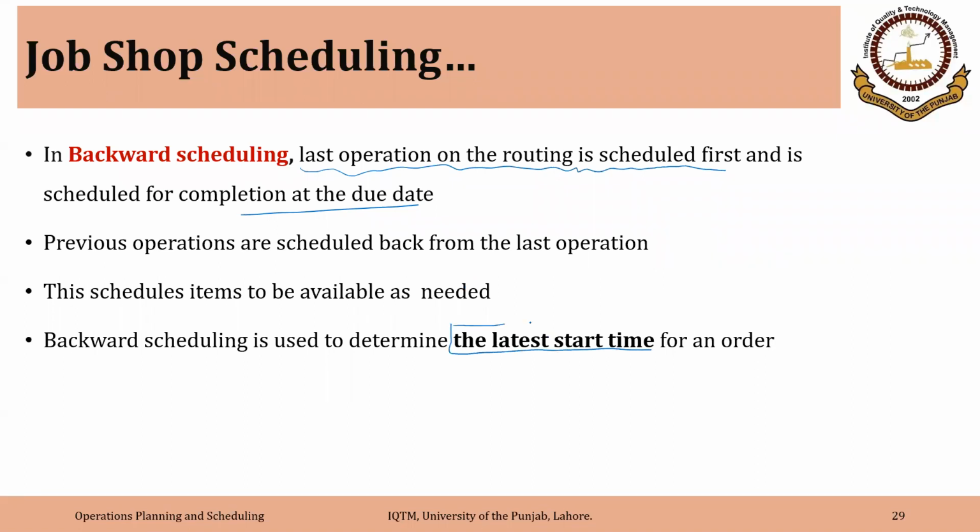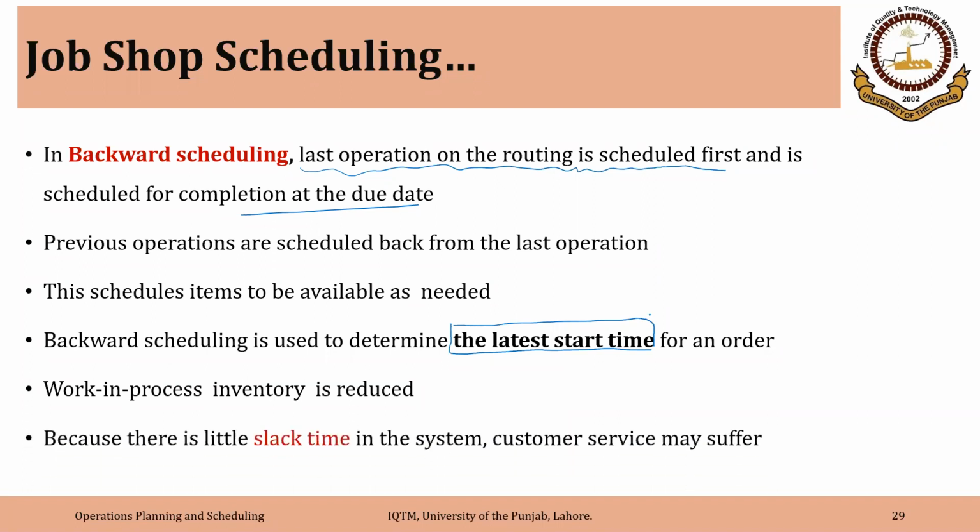Backward scheduling is used to determine the latest start time for an order. So forward scheduling helps us to determine the earliest delivery date, and backward scheduling helps us to determine the latest start time for an order. So you should note down the two points. Work in process inventory in backward scheduling is relatively less as compared to forward scheduling. But because there is little slack time in the system, customer service may suffer.